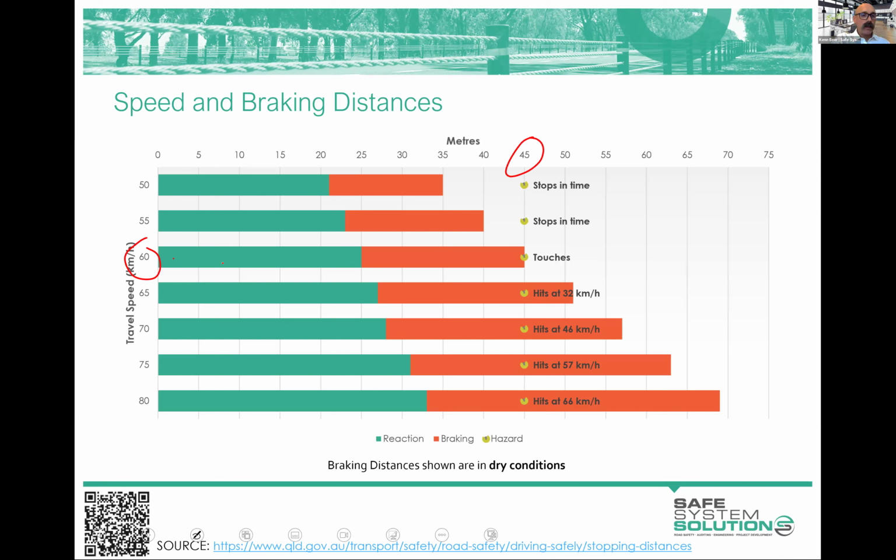They take some time to see them, process that information, lift their foot up, put it on the brake. Then they start braking, and that's the traction with the road and the braking system. They will just touch it at 45 meters away. So let's go up 10 kilometers an hour to 70 kilometers an hour travel speed. Instead of hitting just 10 kilometers an hour more, they hit at 46 kilometers an hour. So that shows you it's not a linear relationship.